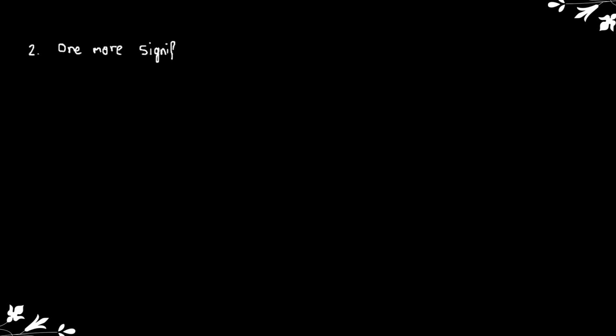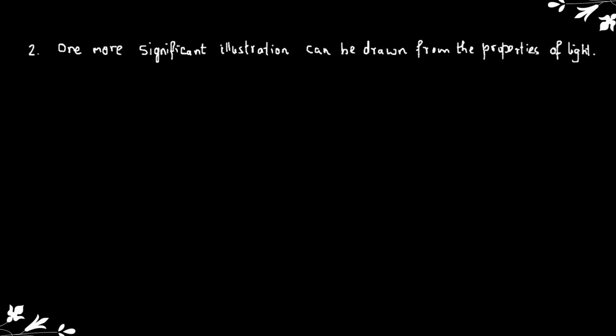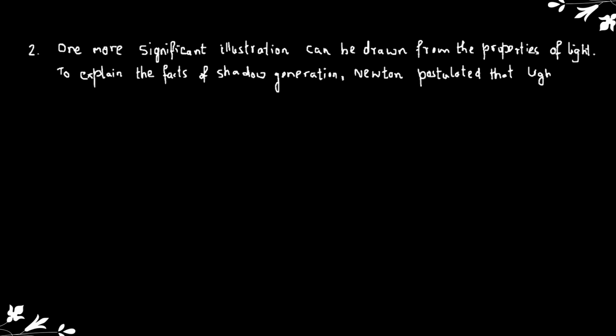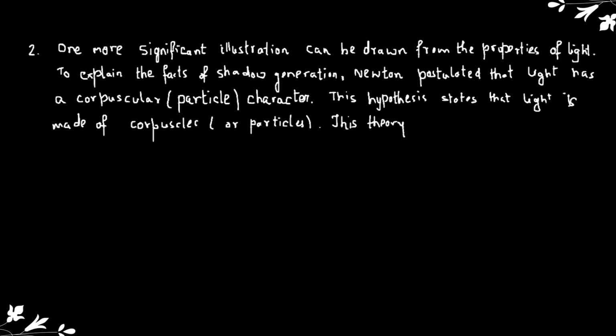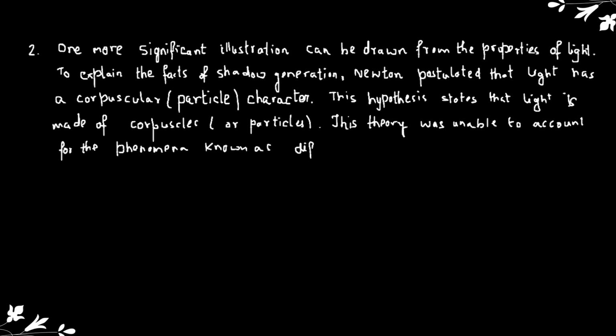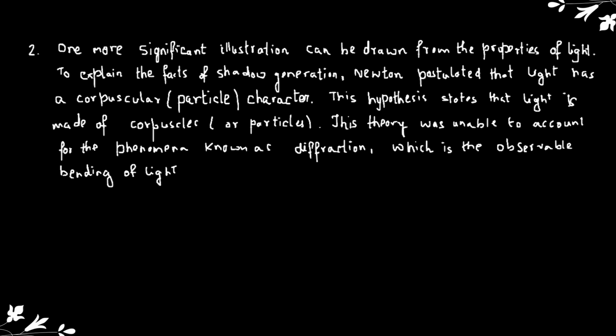Number 2. One more significant illustration can be drawn from the properties of light. To explain the facts of shadow generation, Newton postulated that light has a corpuscular, particle character. This hypothesis states that light is made of corpuscles or particles. This theory was unable to account for the phenomenon known as diffraction, which is the observable bending of light from the corners of minuscule obstructions.